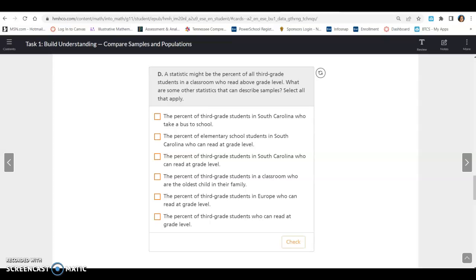D says a statistic might be the percent of all third grade students in a classroom who read above grade level. What are some other statistics that can describe samples? Select all that apply. The percent of third grade students in South Carolina who take a bus. That sounds like a good statistic. The percent of elementary school students in South Carolina who can read at grade level.